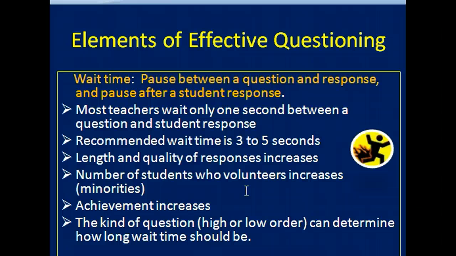I know myself, I like to think about a question before I answer, so wait time is very beneficial to me. It gives me an opportunity to process and think about different options before I raise my hand to give a particular answer. So wait time is an important strategy.